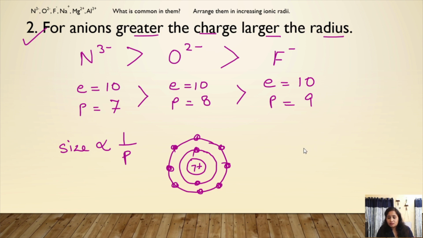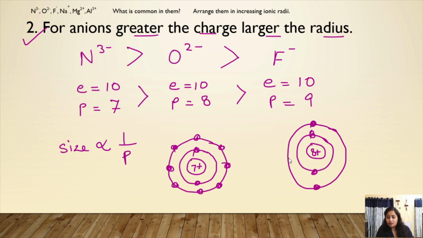In this case, we have oxygen. If we make for oxygen, 8 plus charge in the center, and then 1, 2, 3, 4. Wait, this is wrong. Again I will draw. Sorry. First of all, nucleus with 8 plus, then first shell 2 electrons, and then second shell having 8 electrons, as it has only 10 electrons.